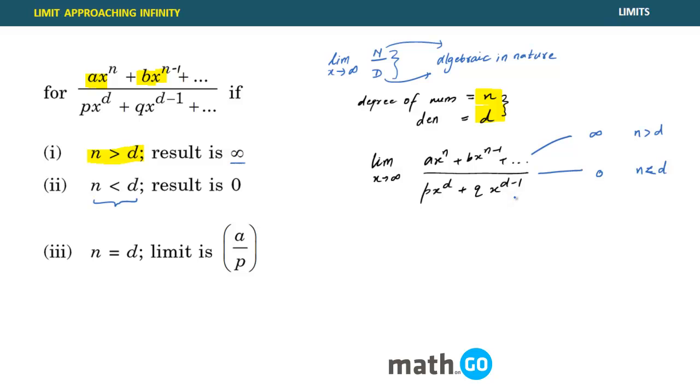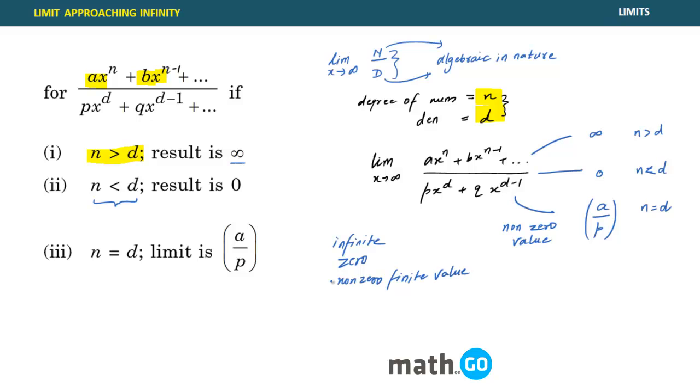And this will be a finite non-zero value. So this is important. This will return you a non-zero value when n is equal to d, that is, the numerator and the denominator degrees are equal. Then the ratio of the coefficients of the highest degree terms is the answer. So you should remember that this can give you three values. One could be infinite, one could be 0, and one could be a non-zero finite value. All three answers are possible, and the one we are obviously most interested in is the non-zero finite value. So three cases are there which you should remember.